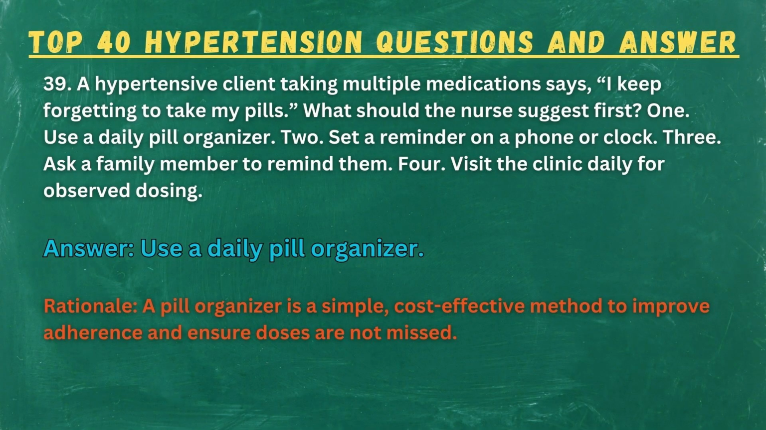39. A hypertensive client taking multiple medications says, "I keep forgetting to take my pills." What should the nurse suggest first? 1. Use a daily pill organizer. 2. Set a reminder on a phone or clock. 3. Ask a family member to remind them. 4. Visit the clinic daily for observed dosing. Answer: Use a daily pill organizer. Rationale: A pill organizer is a simple, cost-effective method to improve adherence and ensure doses are not missed.